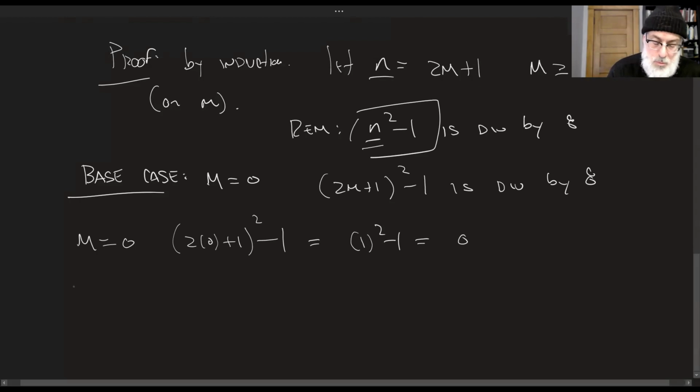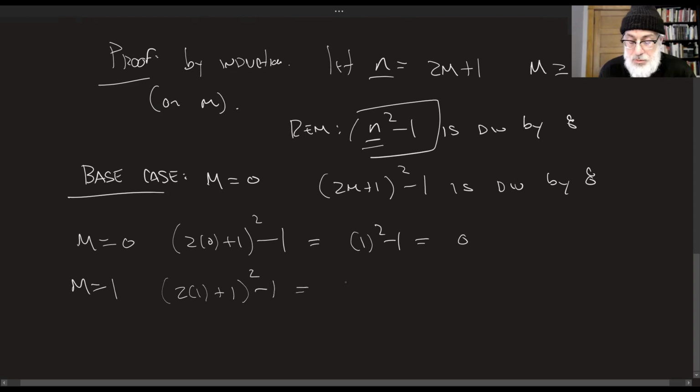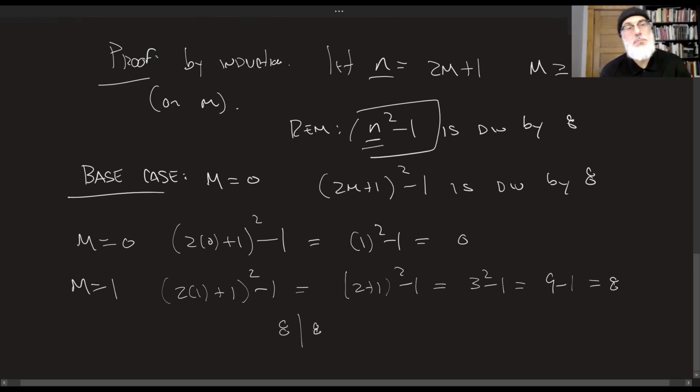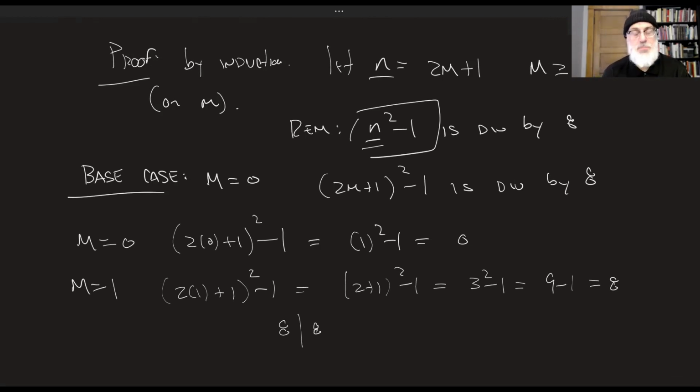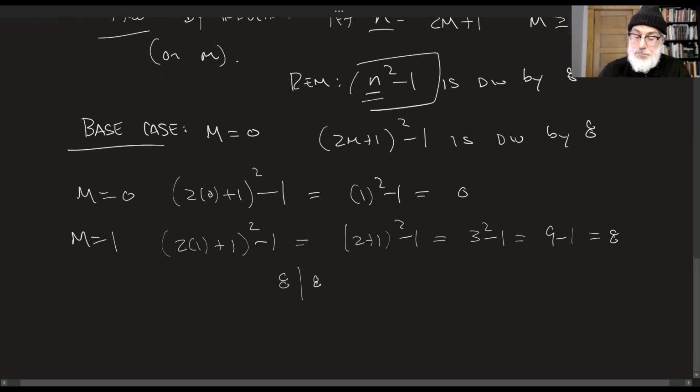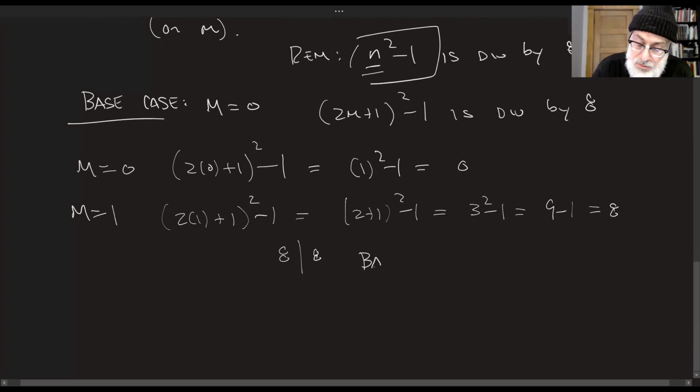This is not really something you would need to do for this proof, but let's just look at what m equals 1 gives. 2 times 1 plus 1 squared minus 1 is equal to 2 plus 1 squared minus 1, which is 3 squared minus 1, which is 9 minus 1, which is 8. So indeed, 8 is divisible by 8. If you need to convince yourself of more terms, try m equals 2, 3, and so on. So the base case holds.